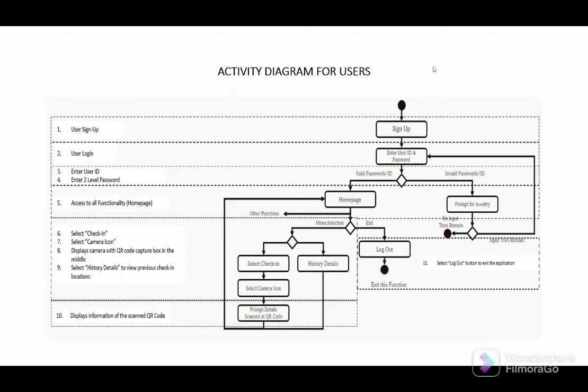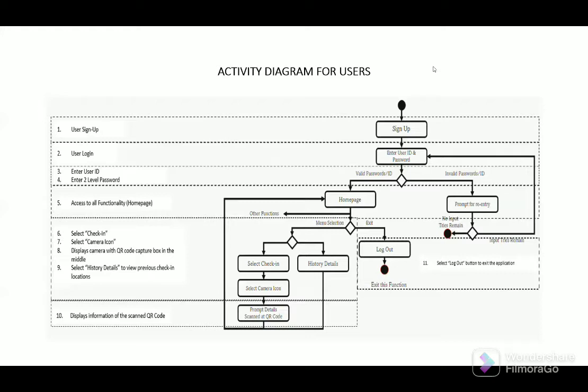As the user logs in, if their information is valid, then the home page is shown, but if the information is invalid, then the user needs to re-enter the correct information to be able to log in. On the user homepage, it displays the user details, which are the user type, name, and ID, and there are three selections to choose from, which are check-in, check history, and logout.